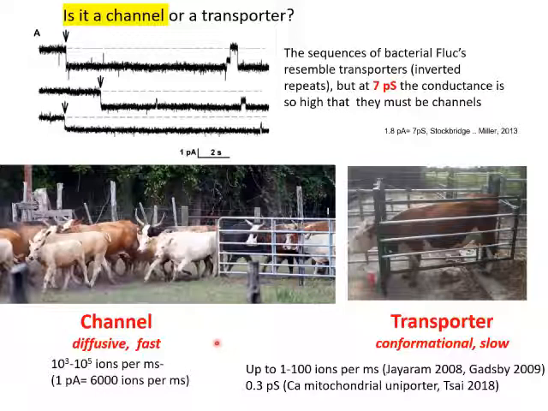A transporter, on the other hand, is relatively slow. So we must close the gate at one end and open the gate at the other end. And so it's relying on a conformational flipping and flopping of the gates to let the ion, or rather the cow in this case, through. So the maximum that we can achieve with that is probably 100 ions per millisecond, which is in the region of 0.3 picosiemens. So that is a relatively simple use of single channel recording.